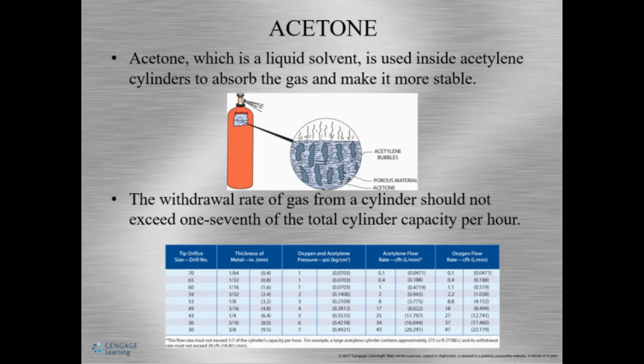Okay, so acetone is a liquid solvent. A porous material like a brick or something like that, and acetone, are used inside the acetylene cylinders to make the gas more stable. The rate at which we withdraw gas should be not more than 15 psi, otherwise acetylene becomes unstable and it can explode. We don't want that.